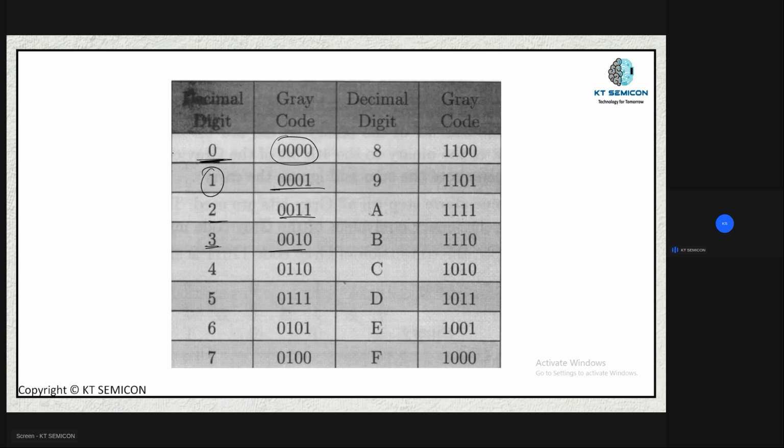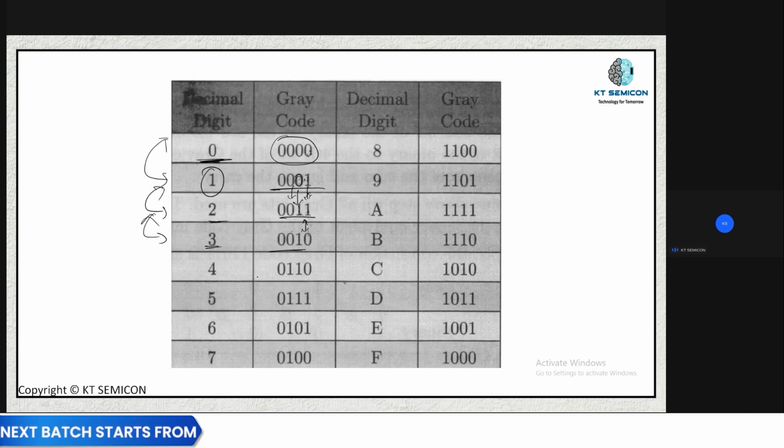So you can see over here, between these two adjacent digits, there is only one bit change, right? And between this 1 and 2, if you carefully observe, there is only one bit change. Only this 0 is getting changed to 1. No other bit is changing. Now, if you observe this 2 and 3, only this LSB bit, that is 1 to 0, is getting changed, and no other bit is getting changed.